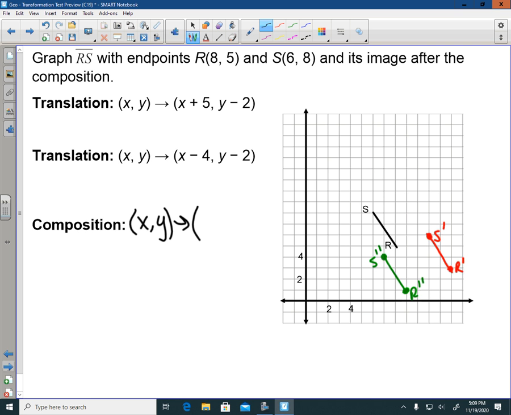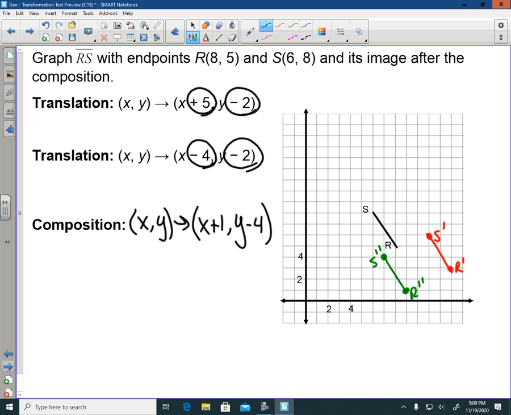Well, we can combine these two translations to get our composition, and that's just a matter of adding things up. In other words, what is 5 minus 4? Positive 1. So we have x plus 1 here, and then what is -2 minus 2 more? -4. Done. And there's your composition rule.